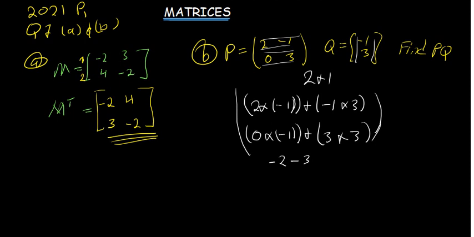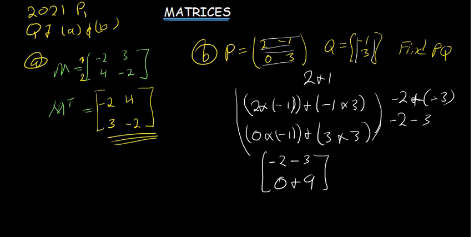Why are we ignoring this? Because it's more like we are doing this. We are saying minus 2 plus minus 3. A negative times a positive is going to give us negative. So minus 2 minus 3. That's why I just had to write in that manner. 0 multiplied by negative 1 is 0. Plus 3 by 3 is 9. So what do we have? Minus 2 minus 3 will give us minus 5. Then 0 plus 9, we're going to get 9. So that's the answer that we get.